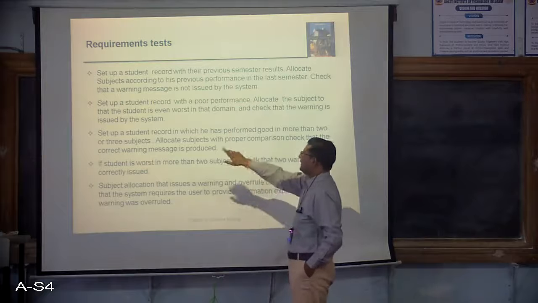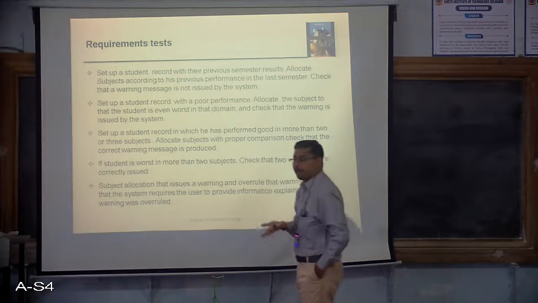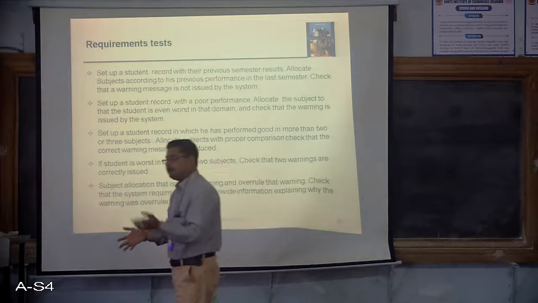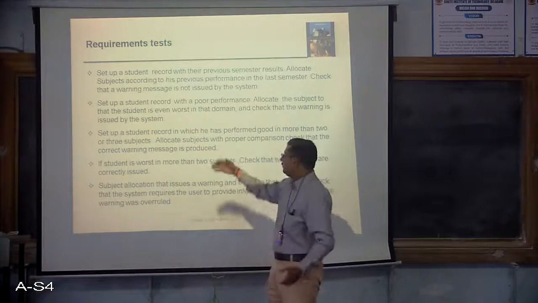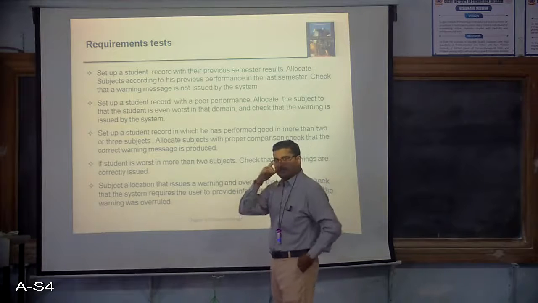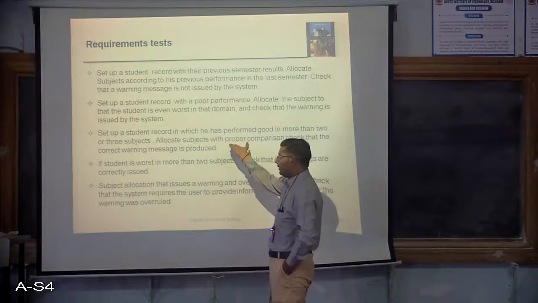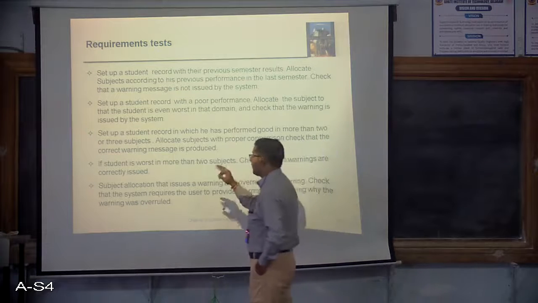Next, third requirement: set up the student record in which he has performed well in more than 2-3 subjects. What happens if he is very good in more than 3 subjects? That time it is very confusing for the system which subject to take. Again, we do a proper comparison, proper calculations, and produce one of the subjects with a proper warning message. If the student is worst in more than 2 subjects, check that the 2 warnings are correctly issued or not.